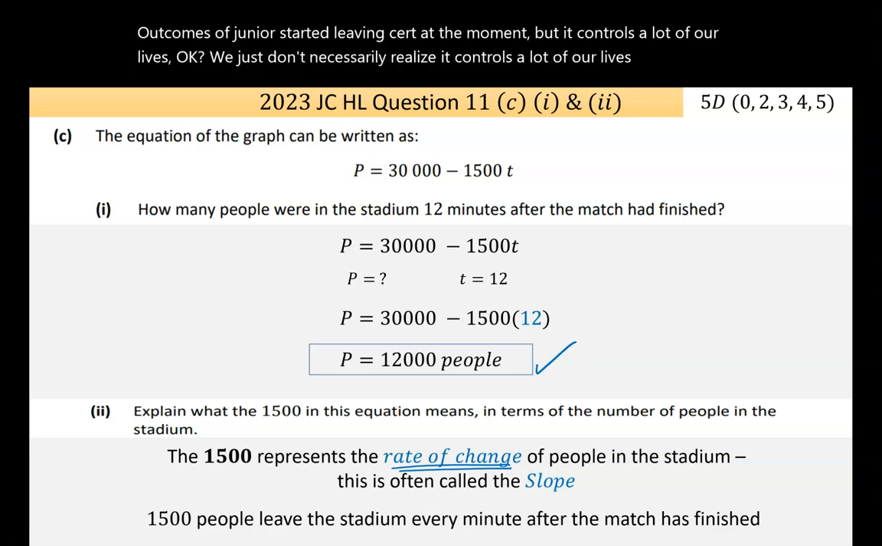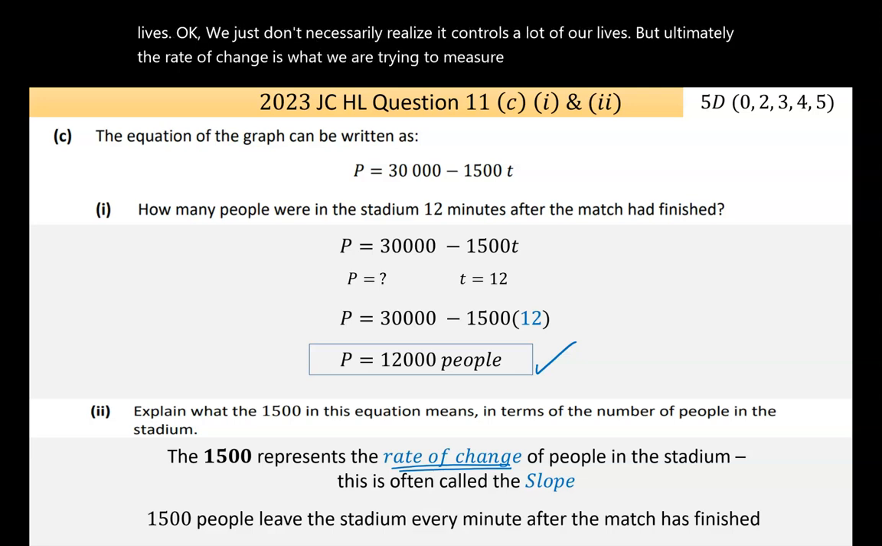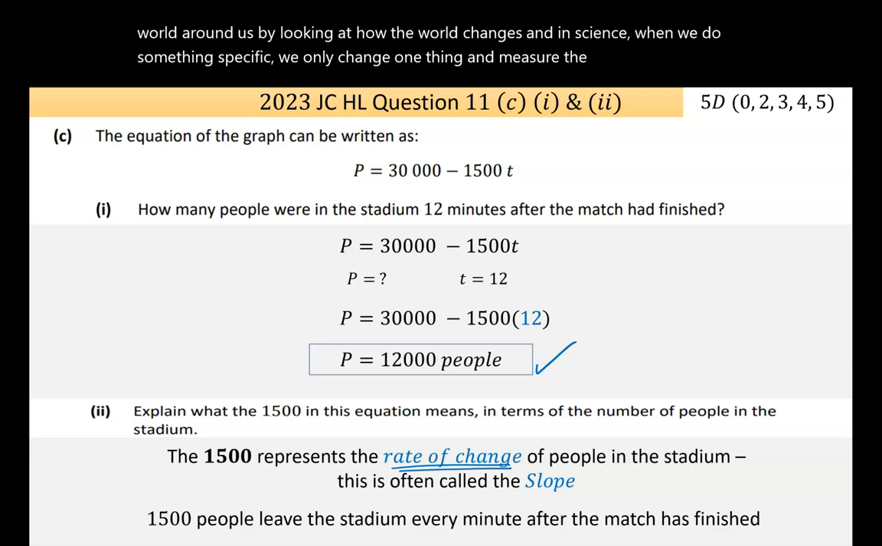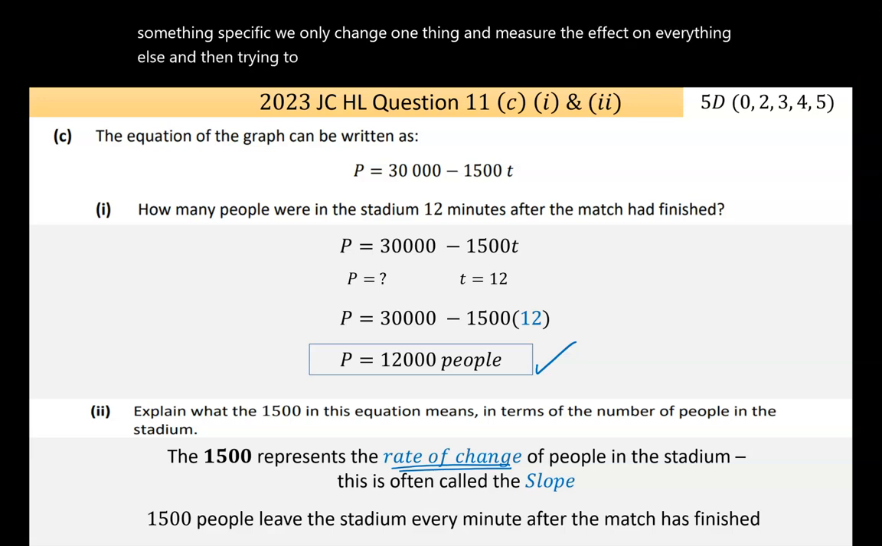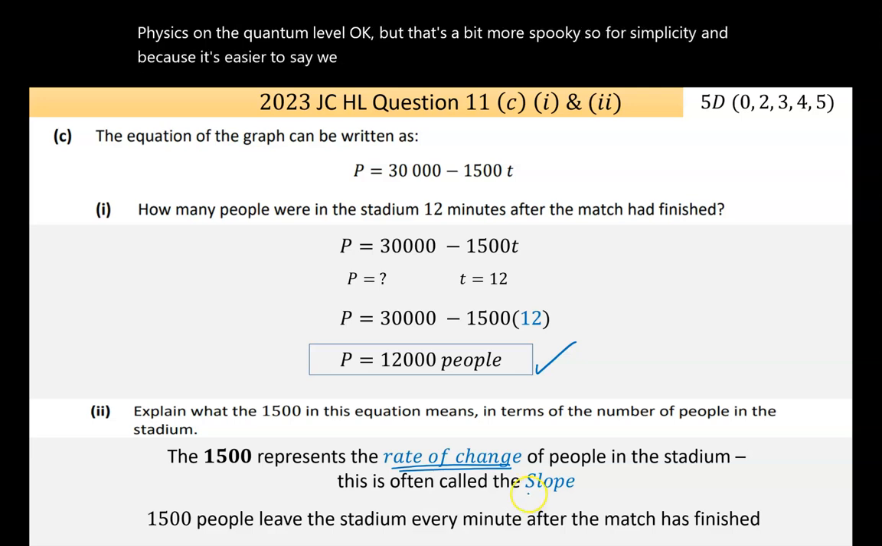But ultimately, the rate of change is what we are trying to measure, to understand the world around us by looking at how the world changes. And in science, when we do something specific, we only change one thing and measure the effect on everything else. And then we try to understand the depths of this, maybe on a molecular level, and maybe if you go crazy in physics, on the quantum level. Okay, but that's a bit more spooky. So for simplicity, and because it's easier to say, we often refer to it just as the slope.